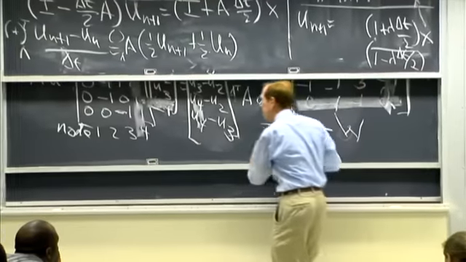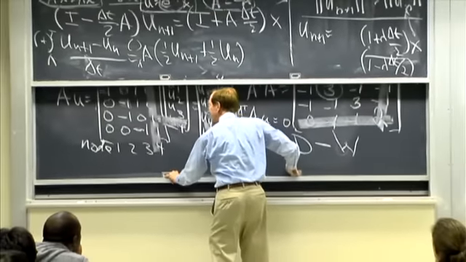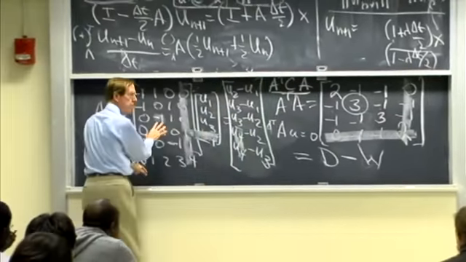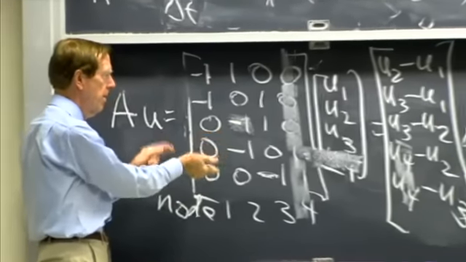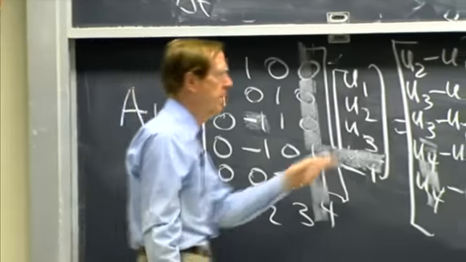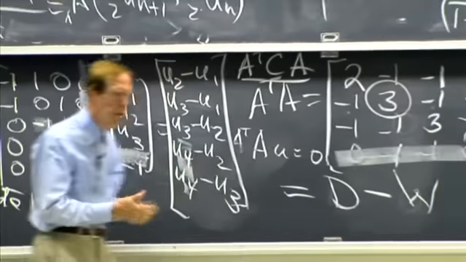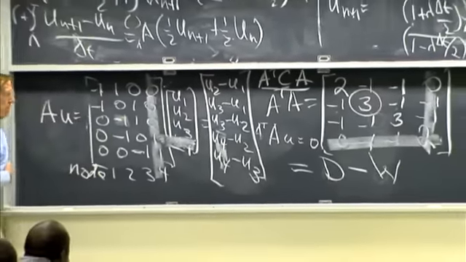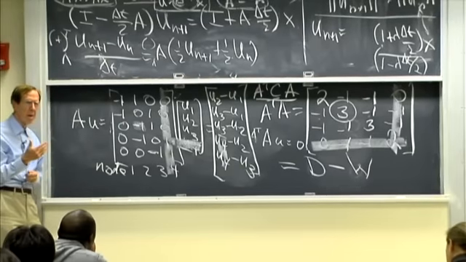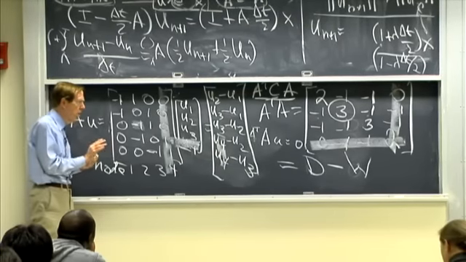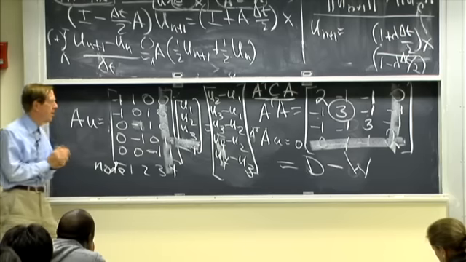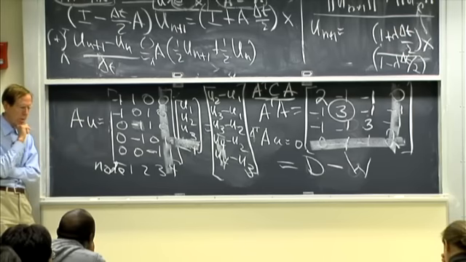So this is the A, which you should be able to create if I gave you the graph. And this is the A transpose A. So that's through today's lecture. Next lecture I'll be talking about the A transpose by itself, which involves Kirchhoff's current law. It's beautiful. A transpose W equals zero.